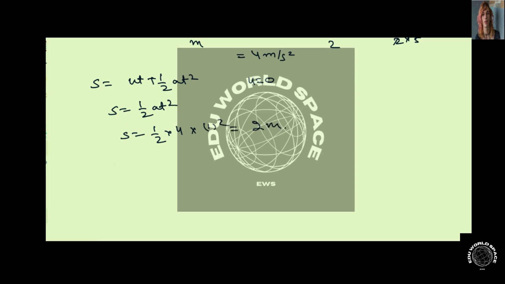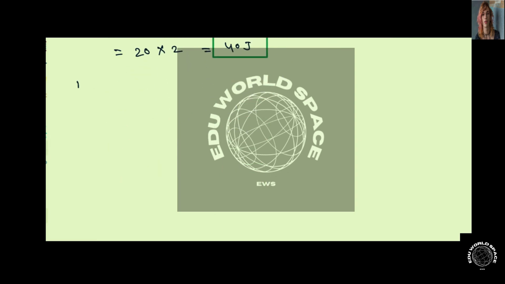So the maximum work done will be force multiplied by distance. Force is 20 Newton multiplied by the distance covered, that is 2 meter, so it will be 40 joule. So this is the answer of part A of this question. And now we'll move on to part B.